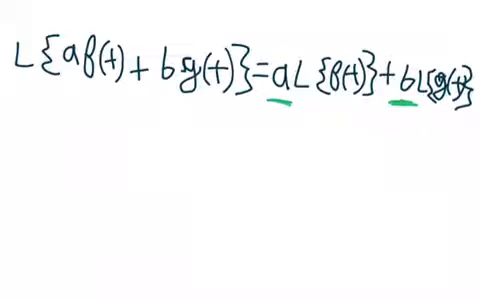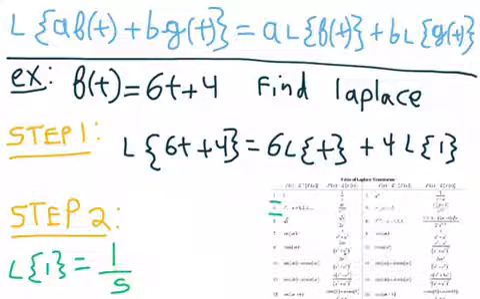So let's look at an example to better understand this. A great thing to do when you're starting any problem is to state the theory like I did above. So the Laplace of a times the function f of t, plus b times the function g of t is equal to a, the constant, times the Laplace of f of t, plus b times the Laplace of g of t. So let's look at an example.